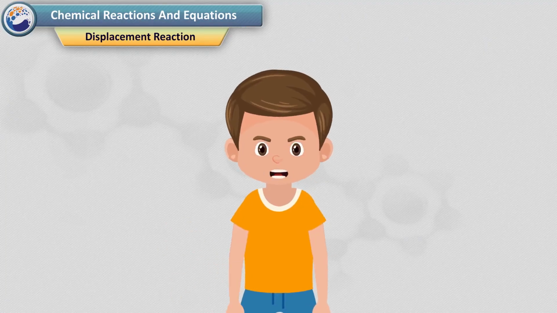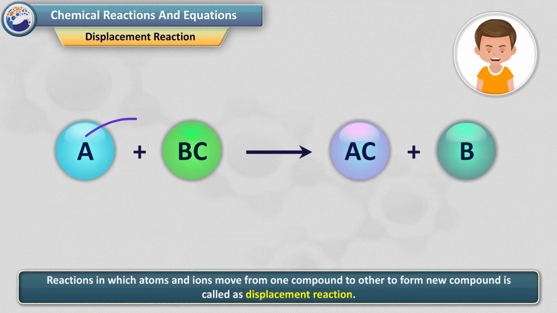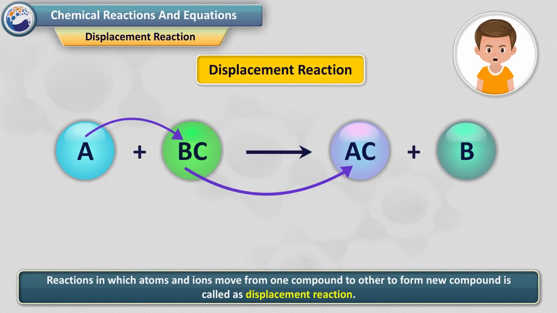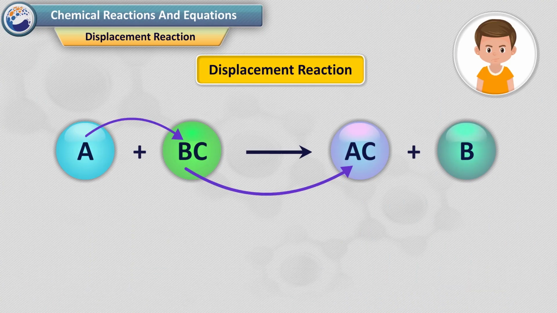Displacement reaction. Reactions in which atoms and ions move from one compound to other to form new compound is called as displacement reaction. This can be generally represented as A plus BC gives AC plus B.